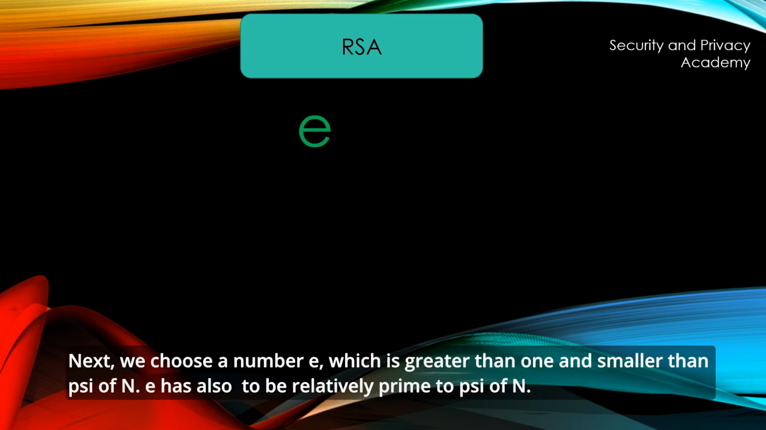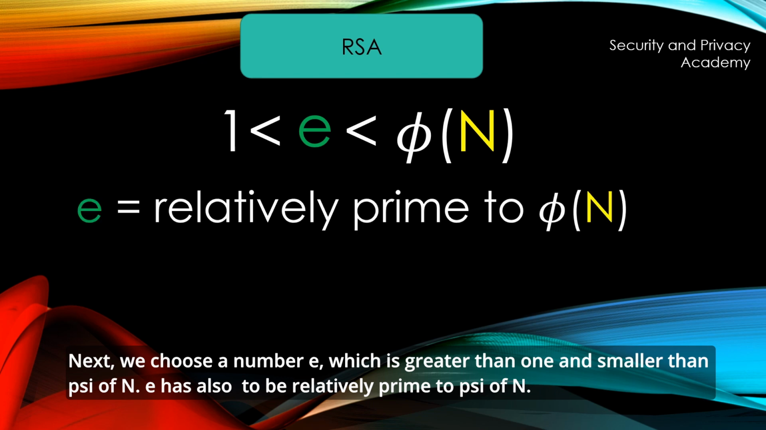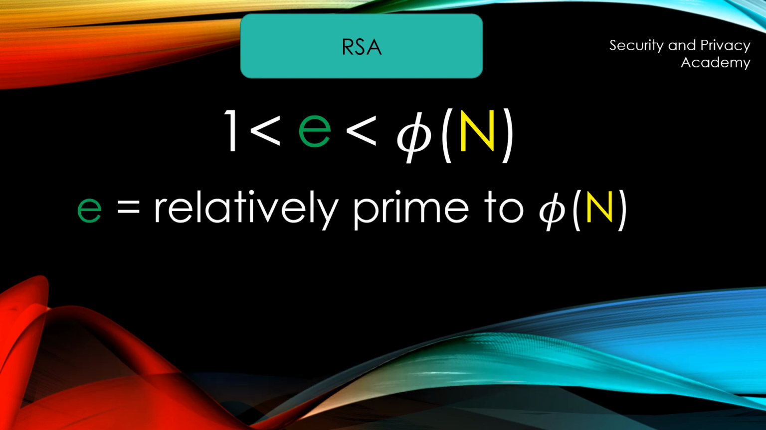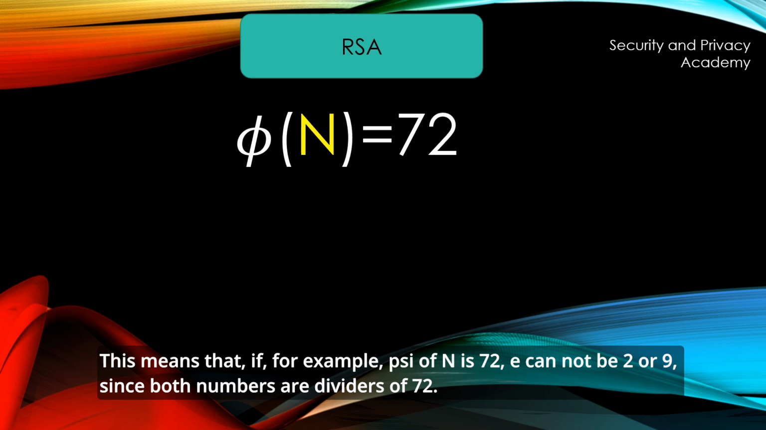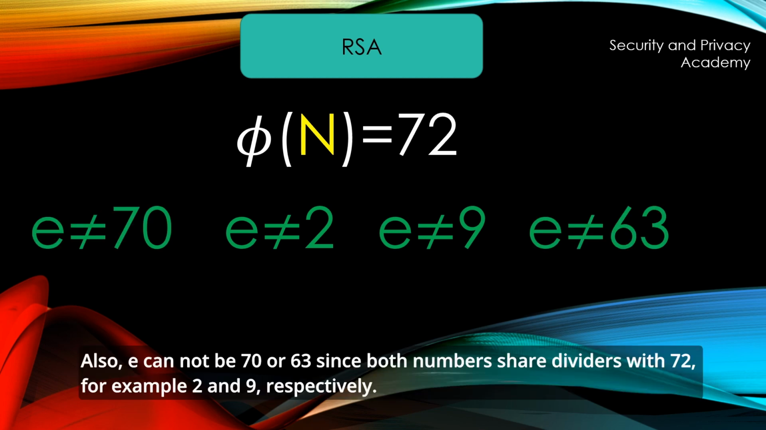Next, we choose a number e, which is greater than 1 and smaller than psi of n. e has also to be relatively prime to psi of n. This means that if, for example, psi of n is 72, e cannot be 2 or 9, since both numbers are dividers of 72. Also, e cannot be 70 or 63, since both numbers share dividers with 72. For example, 2 and 9 respectively.